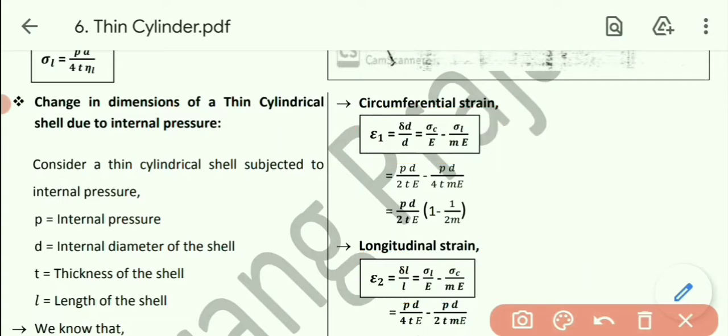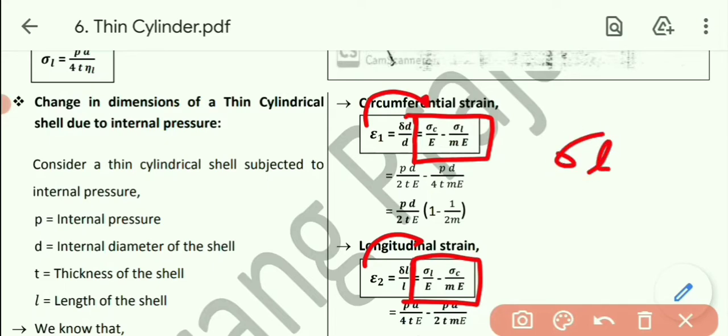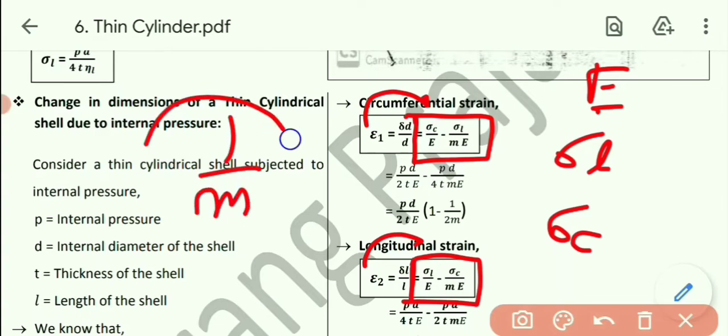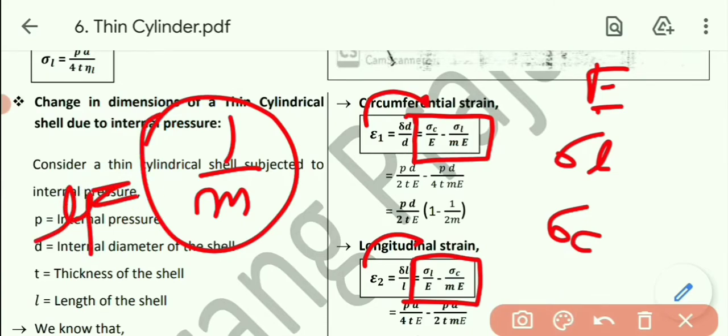Now, in these formulas, the main formulas are this one for epsilon 1 and for epsilon 2, sigma L by E minus sigma C by m E. The parameters are sigma L, the longitudinal stress, then sigma C, the circumferential stress or hoop stress, then E, the modulus of elasticity of steel, that is 2 into 10 raised to 5 Newton per mm square, and 1 upon m, known as Poisson's ratio, also known as mu.